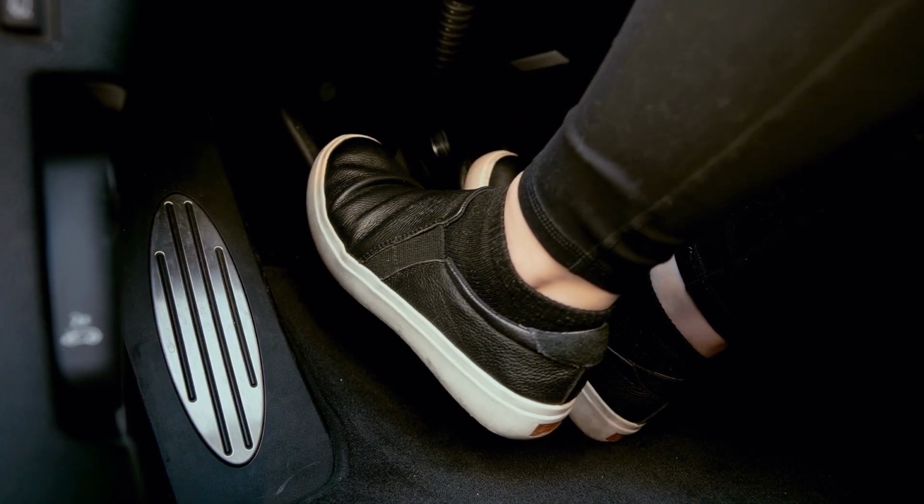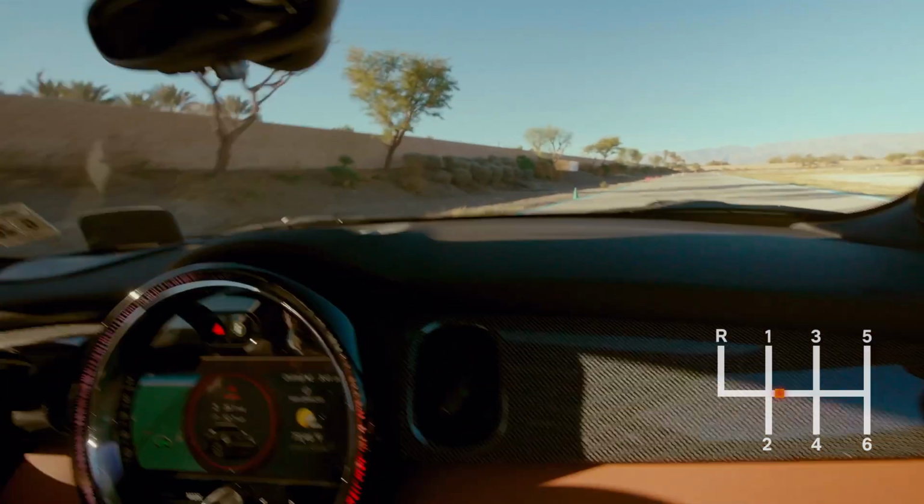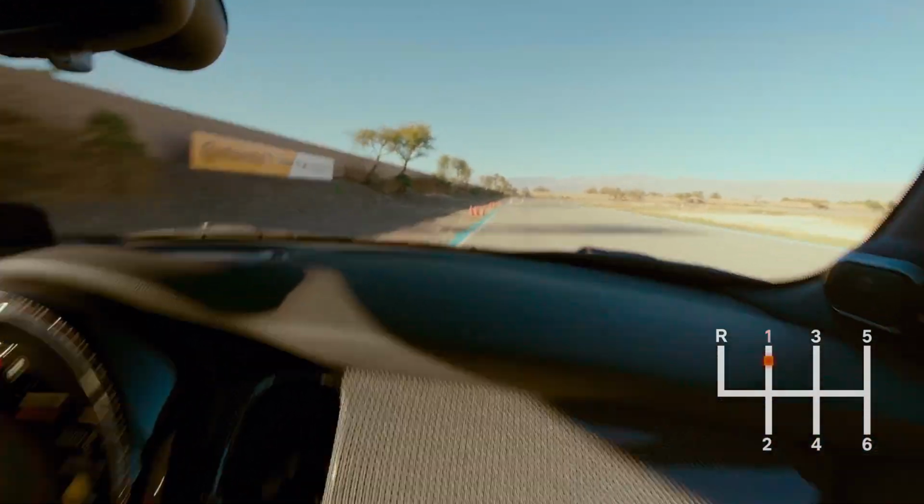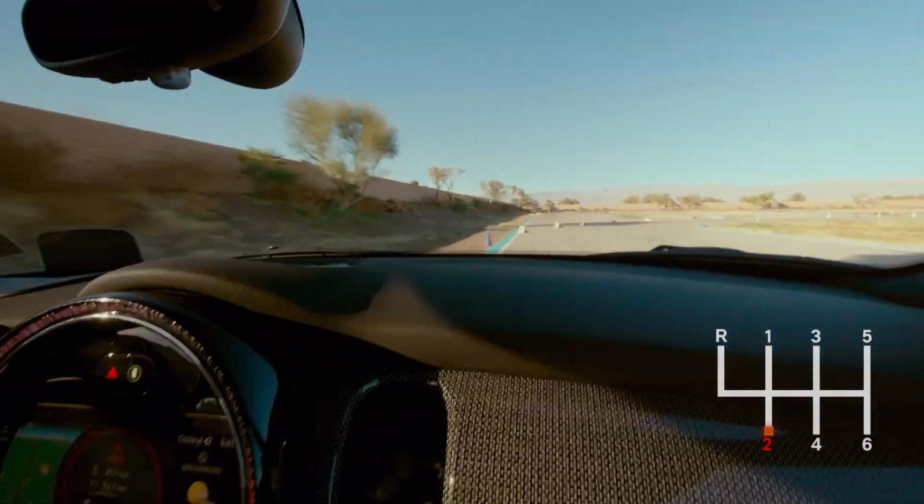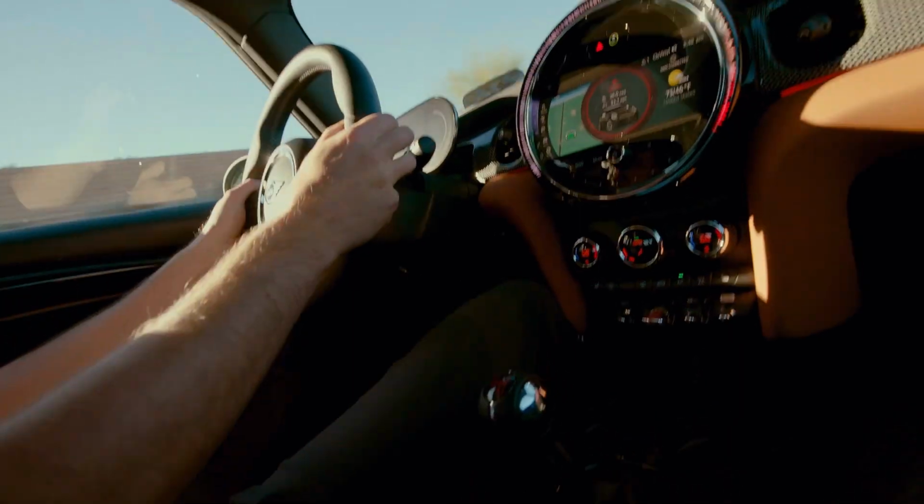Now, the tricky part is as you release that pedal back through that pressure point, that's when the car is going to engage the transmission to the engine. That's what's going to allow us to take off and start gradually rolling as we start increasing the speed of our vehicle.